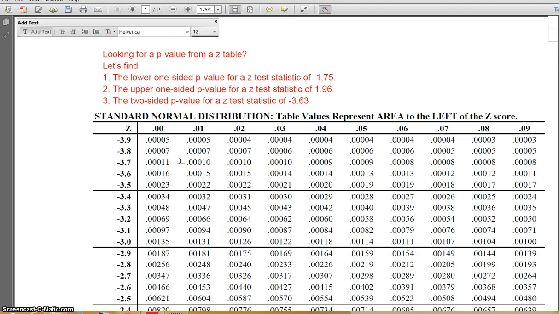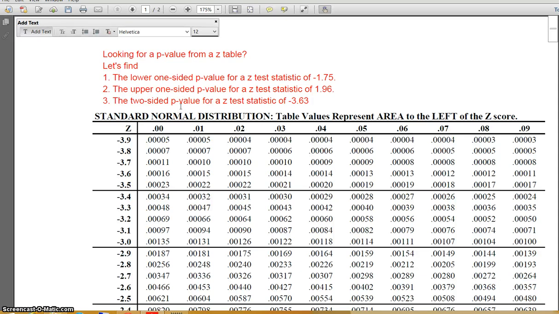Hello class, this video is intended to help you learn how to read a z-table to find a p-value. So we have three different p-values that we'd like to find from particular test statistics. One, the lower one-sided p-value for a z-test statistic of negative 1.75. The upper one-sided p-value for a z-test statistic of 1.96, and the third one, the two-sided p-value for a z-test statistic of negative 3.63.